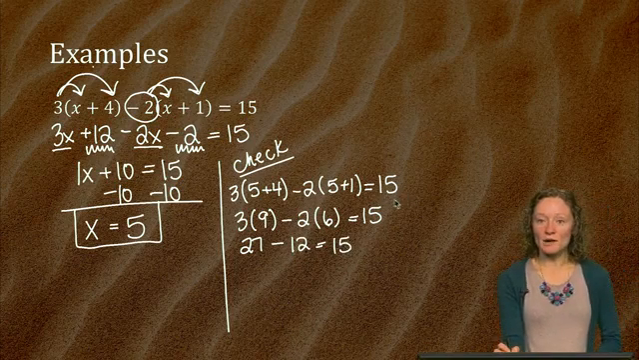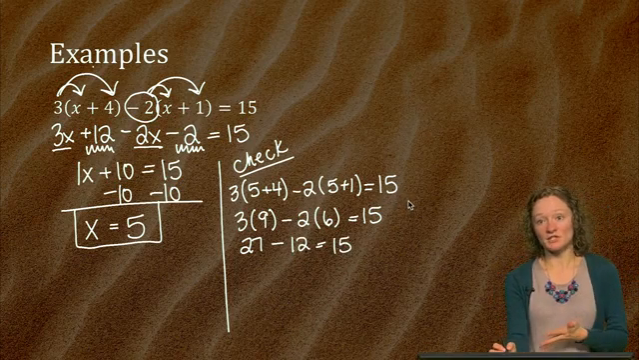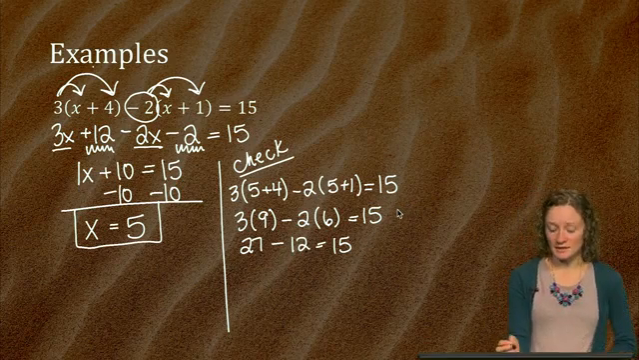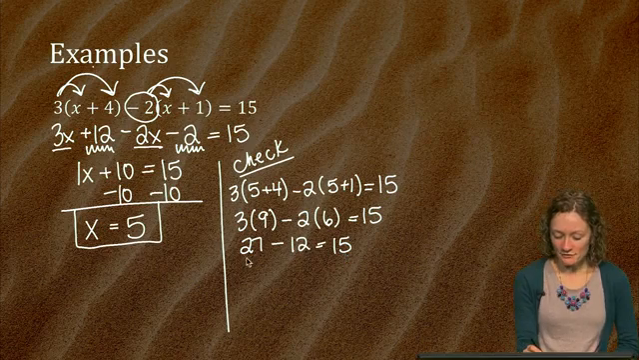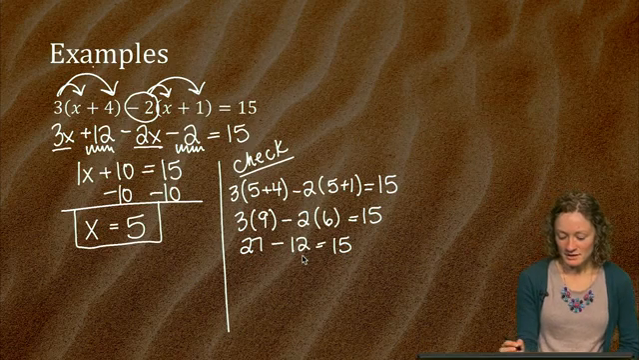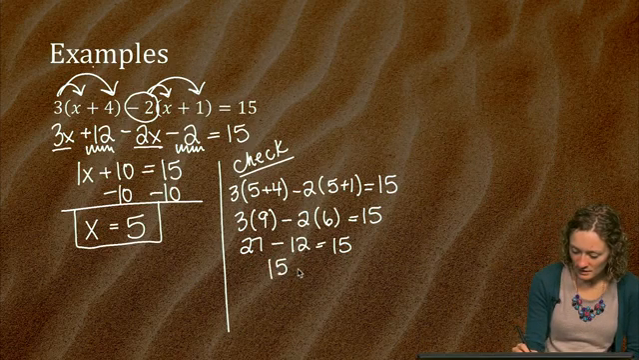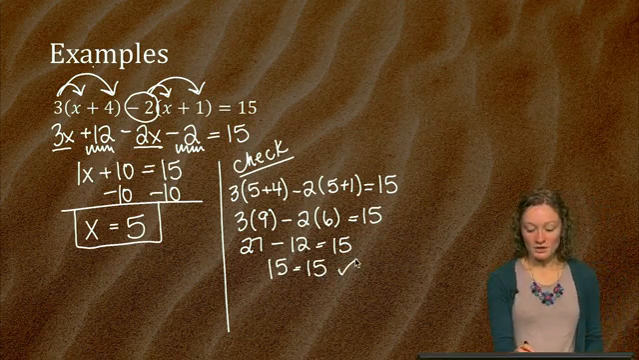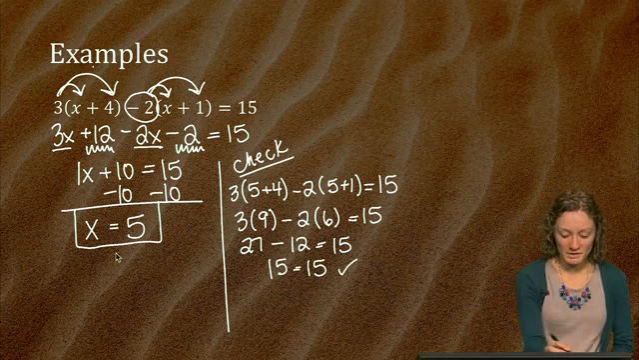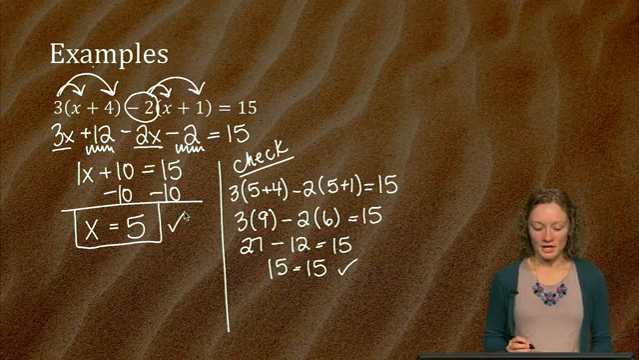If there were multiple operations on the right-hand side, we could do those at the same time. You can do them separately. It's up to you. There's just a number over there, so we're going to leave it there. And finally, 27 minus 12 gives us 15. So we got a true statement, 15 equals 15, which means this solution has been checked.